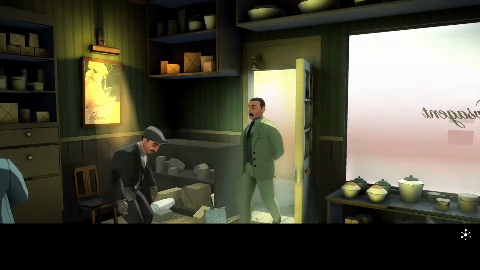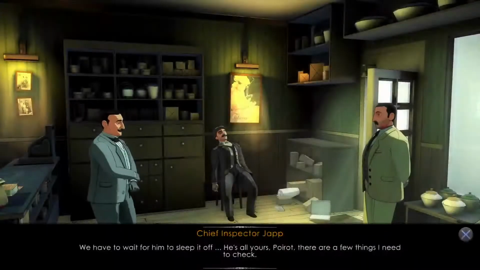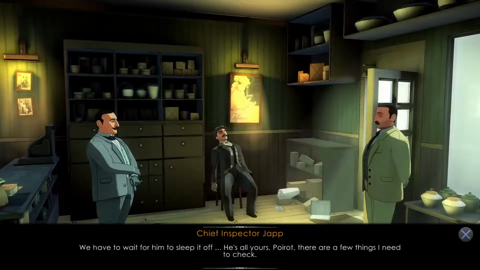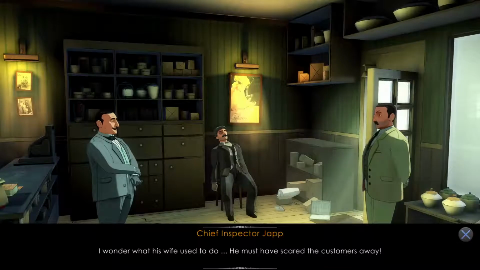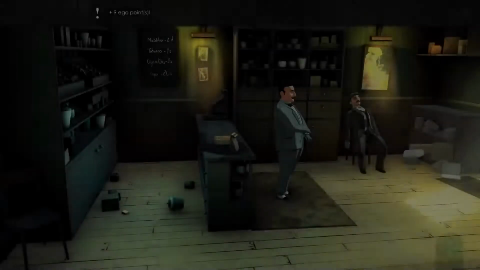What is this drunkard? Oh, that's her husband. We have to wait for him to sleep it off. He's all yours, Poirot. There are a few things I need to check. There must be some way of sobering him up. I wonder what his wife used to do. He must have scared the customers away. Oh, he just never came to the shop.